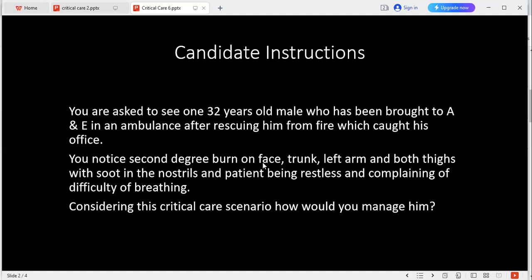Okay. If you fail to manage this patient on time, what are the complications that you should look out for, or expect to see in this patient? The patient may have burn shock and hypovolemia, the patient may develop ARDS, sepsis, and acute renal failure. There would be bleeding, there would be anemia, and DIC can develop.